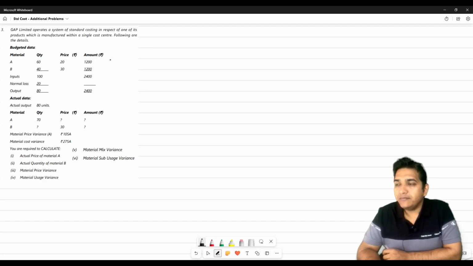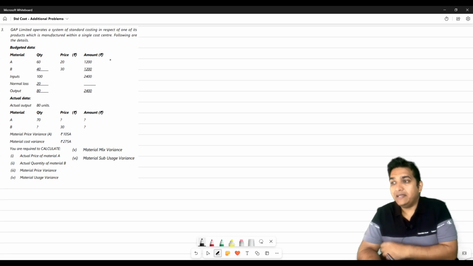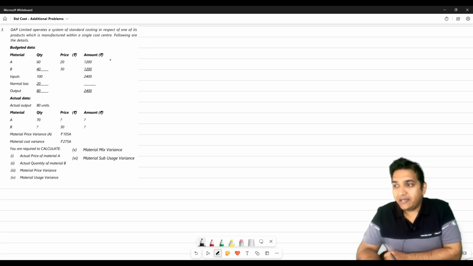Now actual data, my actual output is 80, material quantity of A is 70, price and amount is unknown, price of B is 30, quantity and amount is unknown. Further, they have given material price variance of A, which is 105 adverse, and material cost variance 275 adverse. You are required to calculate actual price of material A, actual quantity of material B, material price variance, usage variance, mix variance, sub-usage variance.